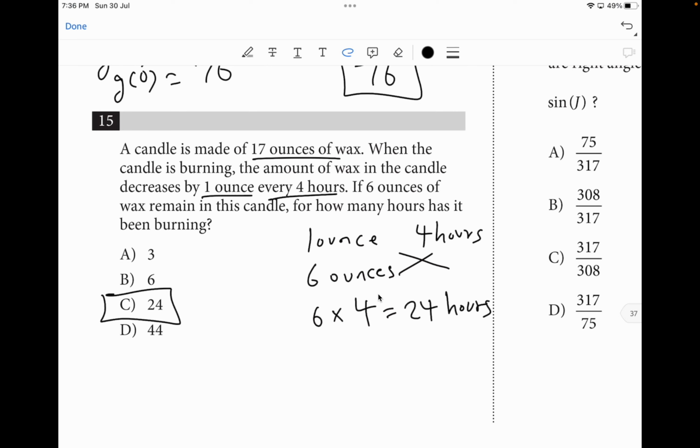No, wait, hold up. If it's 24 hours, because it starts with 17 ounces of wax. Wait, hold up, guys. Sorry, it's not going to be C in this case. It's not going to work like this.